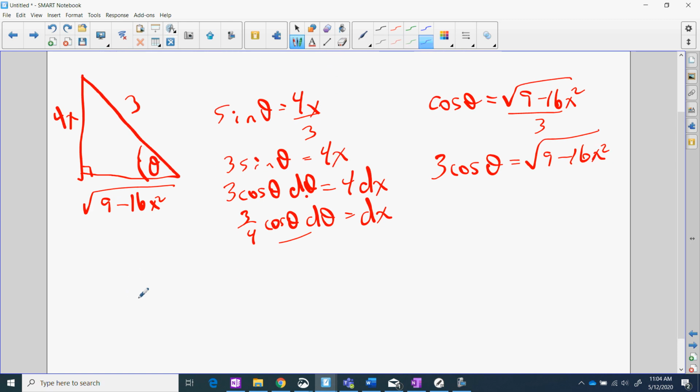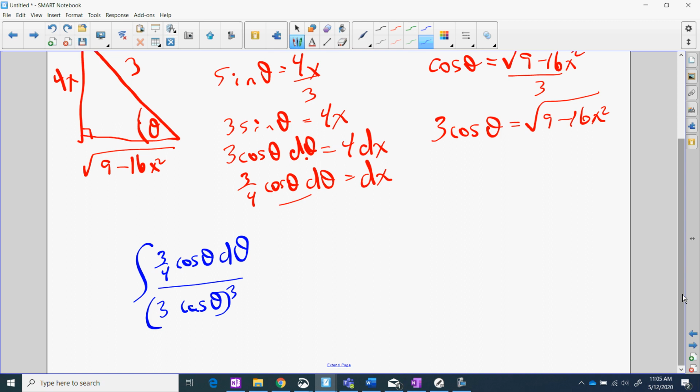Switch colors. So now, the dx I know was written out beside it, but it's the same as having it in the top. So it had dx, which is 3/4 cosine theta d theta. The bottom was the square root of this, but it was cubed. So it would be 3 cos theta. That's the square root of 9 minus 16x squared, but it's cubed because it was 3/2.